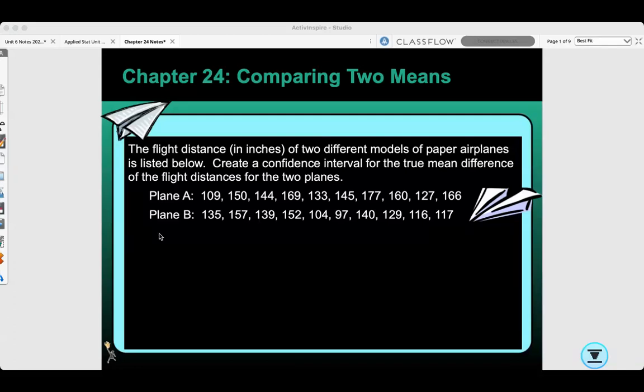Today we're going over chapter 24, Comparing Two Means. The flight distance in inches of two different models of paper airplanes is listed below. Create a confidence interval for the true mean difference of the flight distances for the two planes. So I have plane A and plane B, and it's listed there.